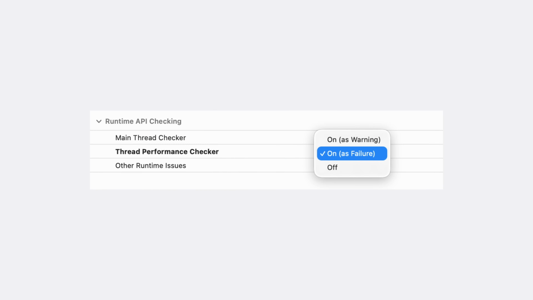Test plans also provide an option to fail a test if runtime API checks find any issues. Now your tests can provide you assurance that your code continues to follow API best practices.